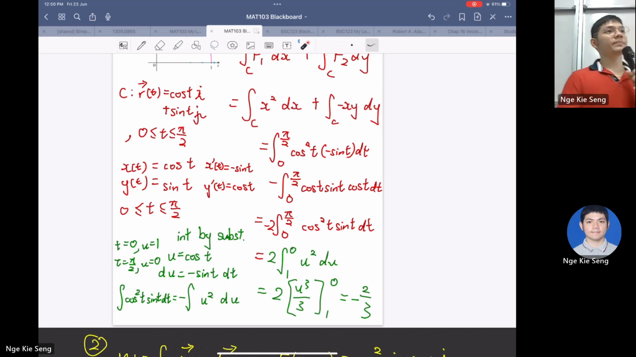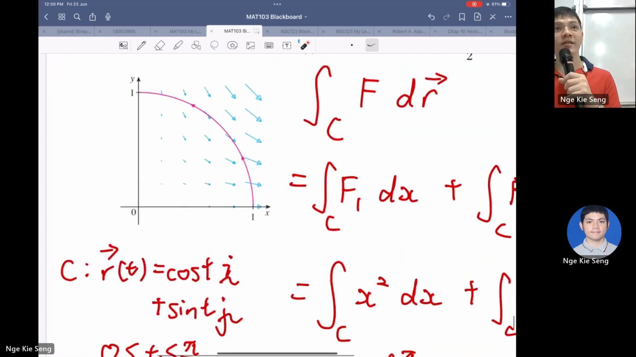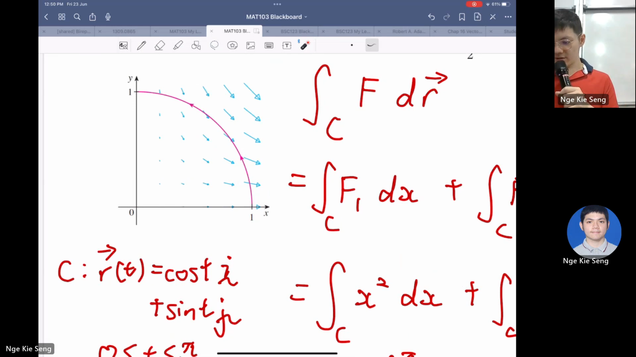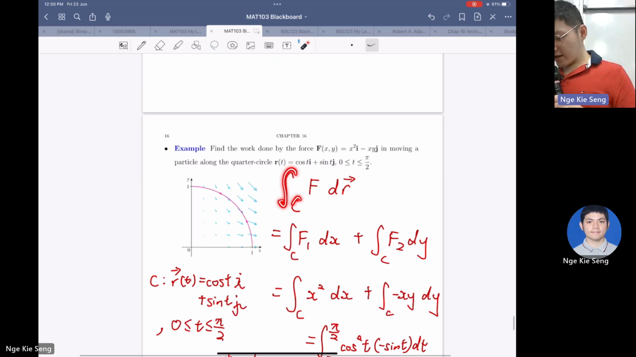The integration domain only depends on your curve, it doesn't depend on your field. When you do this integration, it only depends on C, it doesn't depend on F.